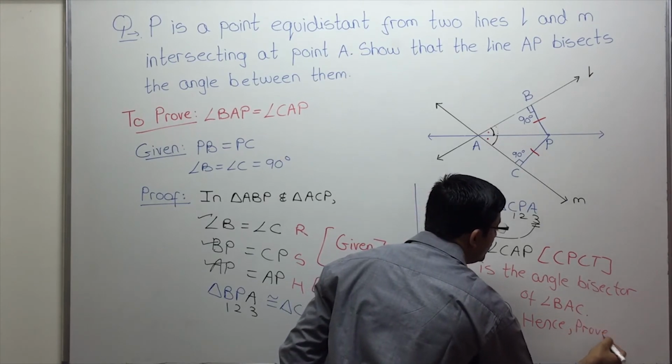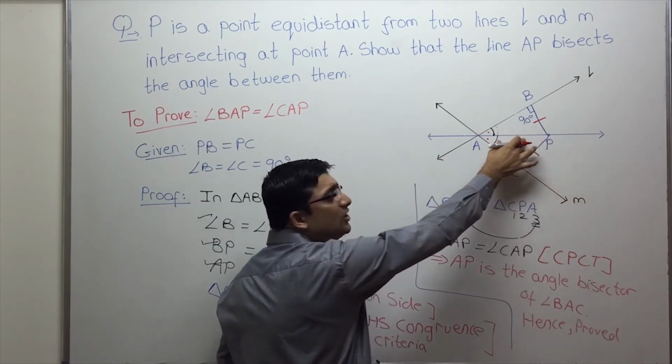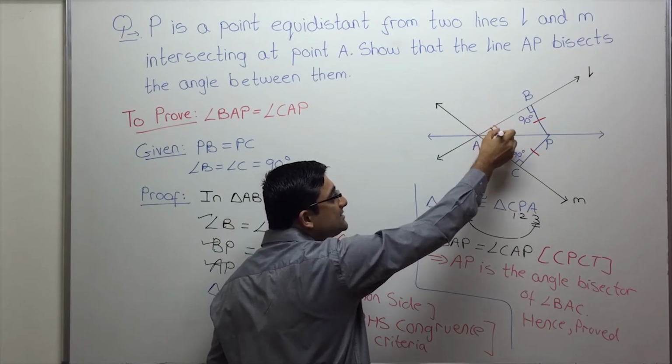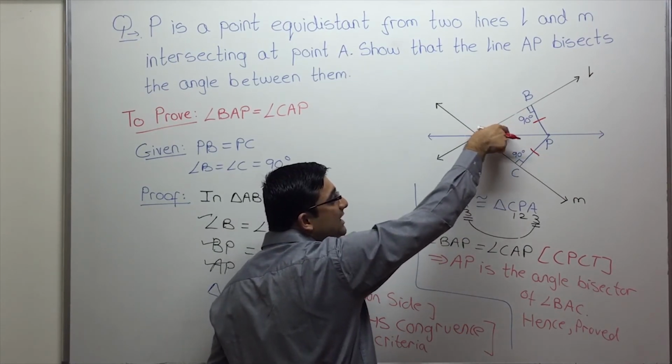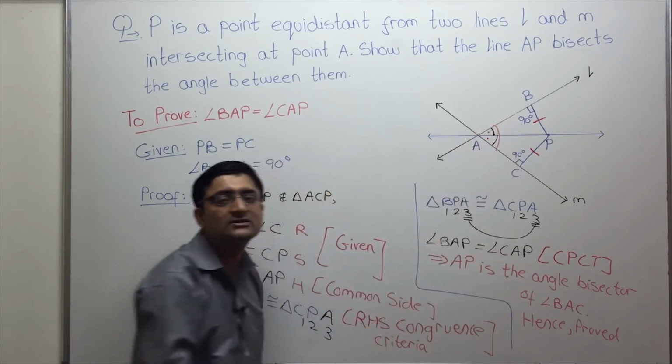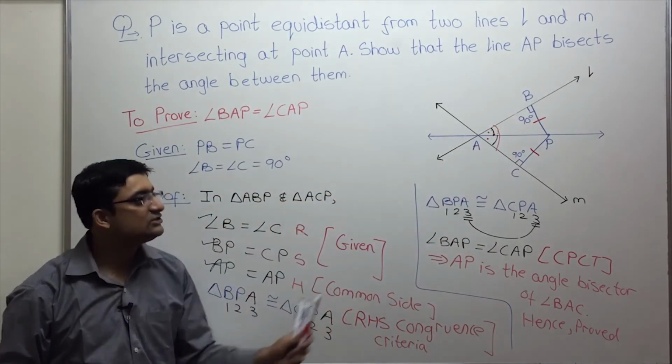So remember, whenever you want to prove some line is the angle bisector, what does the angle bisector do? It divides the entire angle in two equal parts. So just show these two parts are equal. That means AP is dividing this entire angle in two equal parts. So it is the angle bisector. So this is how you solve this question.